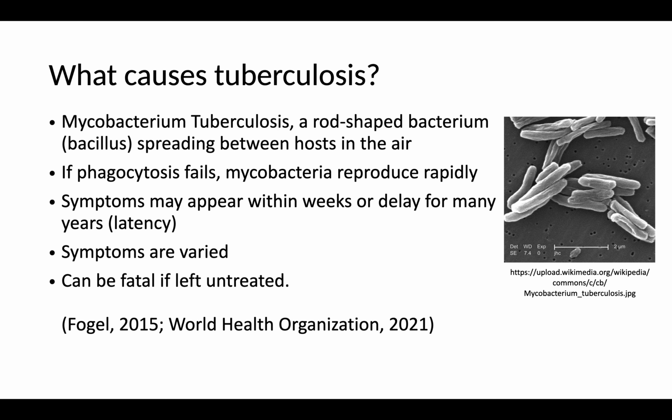So what causes tuberculosis? Mycobacterium tuberculosis is a rod-shaped bacterium, or bacillus, and is the cause of the disease. It spreads between hosts in the air, as we mentioned before, by coughing and sneezing, etc. And if the immune system fails to eliminate the bacteria initially through phagocytosis, the bacteria will reproduce quite rapidly, and then symptoms may appear within weeks, or they may delay for any amount of time, even many years, which is called the latency period. The symptoms that will appear when tuberculosis is active are quite varied. If the disease is left untreated, it can very well be fatal.